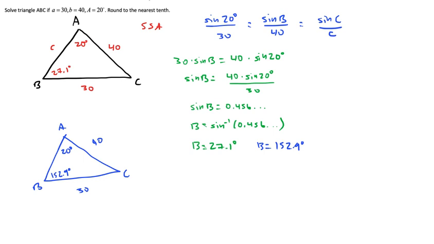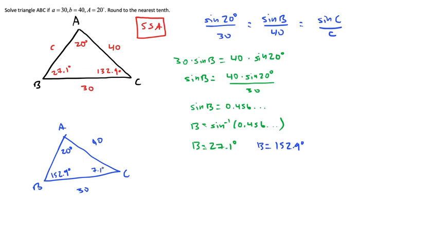Remember, for SSA triangles you always have to consider the two possible values for the angle that you pick. And of course you want to make sure that it works, meaning the sum of the angles is not greater than 180. Just to rehash, we found B is sine inverse of 0.456, but there are two possibilities, and they both work in this case. If angle B is 27.1 degrees, then angle C is going to be 132.9. Or if angle B is 152.9, angle C would be 7.1.